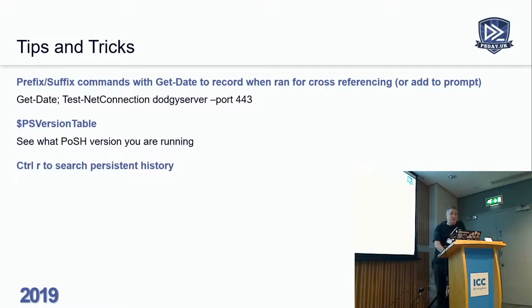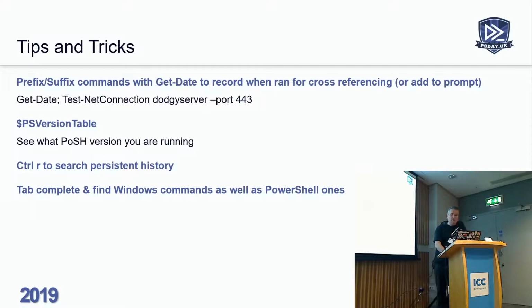Control R is just so useful, but remember that it's persistent, so if you need to cover your tracks, you need to get rid of your history file. Tab complete everything. Yeah, everything. When I come back to old-fashioned executables now, I get annoyed that I can't tab complete the command line options to executables, because I'm just so used to doing it in PowerShell. And various other commands are very useful.